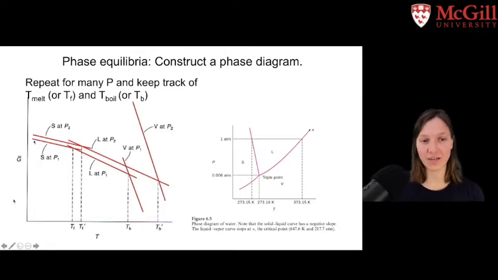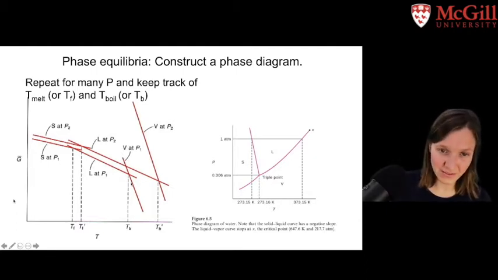So I'm going to have the molar Gibbs free energy for the solid phase at a fixed pressure P1. This is going to be the line. And I'm going to plot molar Gibbs free energy for the liquid phase at the same pressure P1. And this is going to be the line. And I'm going to plot the molar Gibbs free energy for the vapor phase, the gas phase, at the same pressure P1. This is going to be the line.